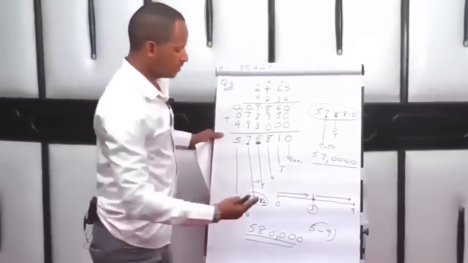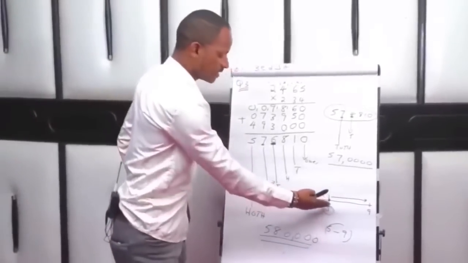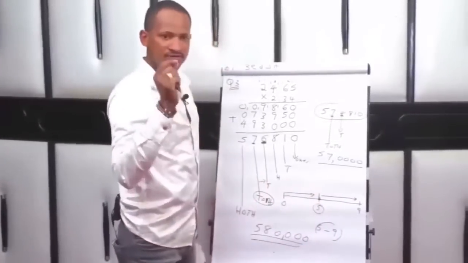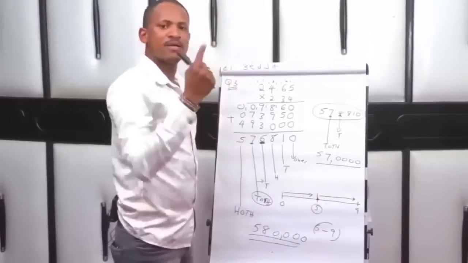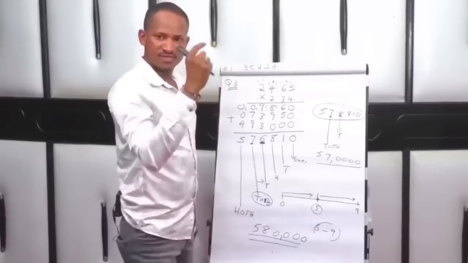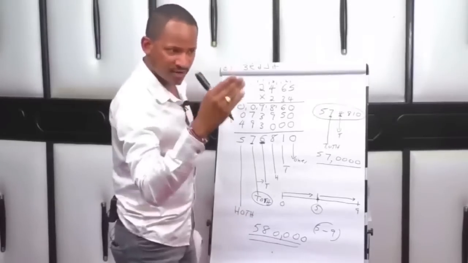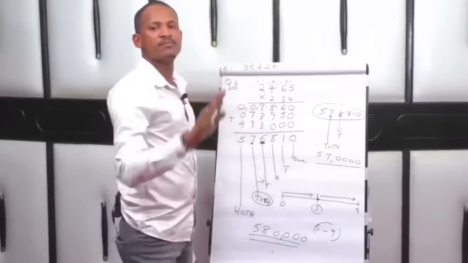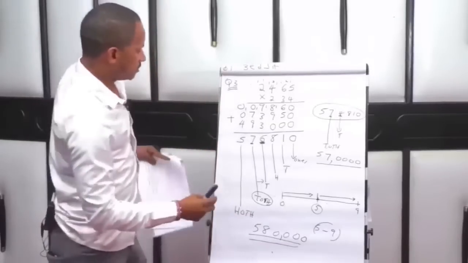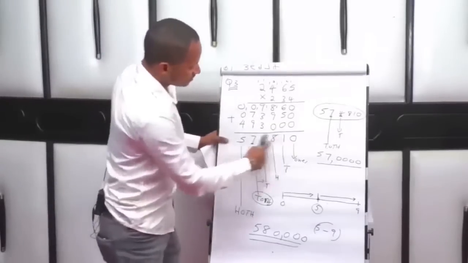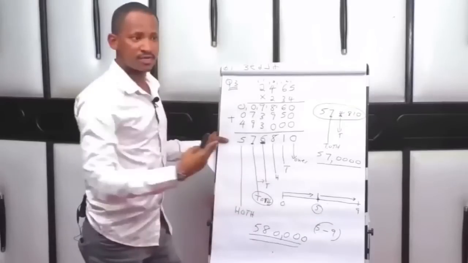So the only point of focus here is to look at 5. If the number is 5 or more than 5, then our next number increases by 1. If it is between 0 and 4 or less than 5, then the number remains the same. Very good. So if you are told the same number, this question can come in different ways.